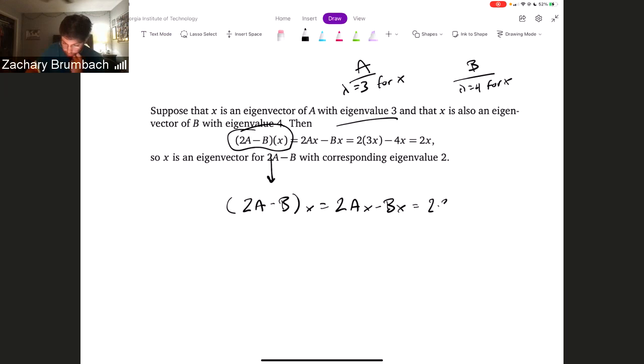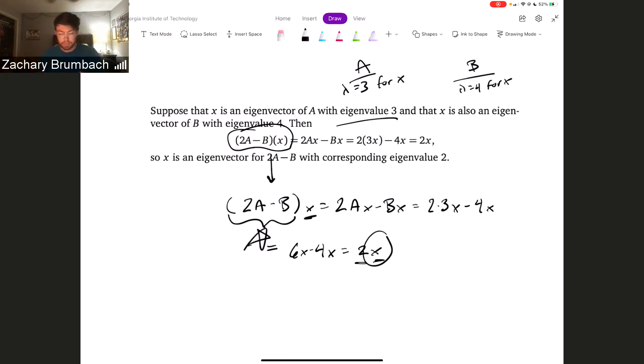So 2 times 3x minus 4x. That is 6x minus 4x equals 2x. Since this whole matrix times x is equal to a number times x, x is an eigenvector of this as well. This is not always true. In this case, it is. You just have to check.